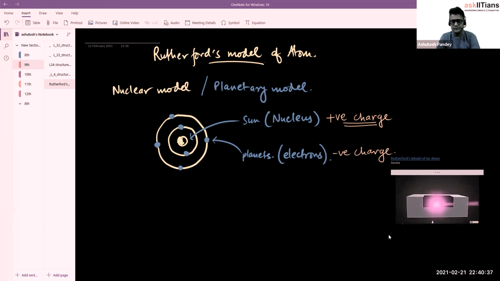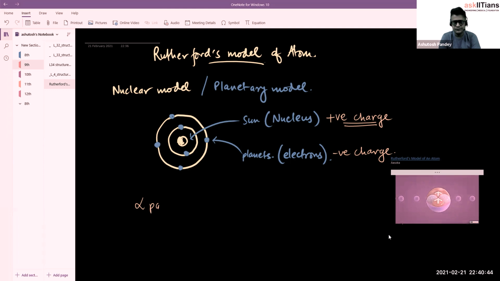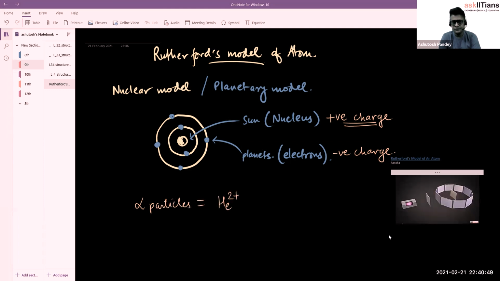Alpha particles are emitted by radioactive substances. These are helium ions with double positive charge. Now let us look into the details of the alpha particle scattering experiment. The setup of the experiment consisted of a thick lead box with a hole on one of its walls, a slit, a thin gold foil, and a rotating detector at the end. Inside the lead box, a radioactive substance rich in alpha particles was kept. Now, let us see the experiment.